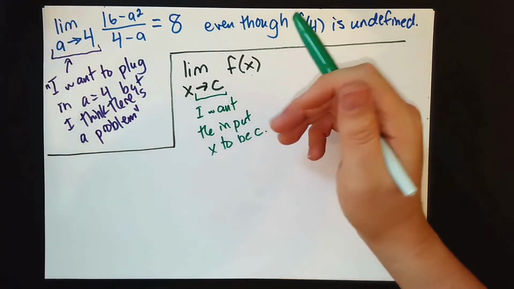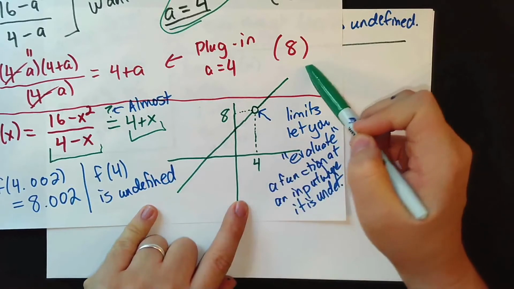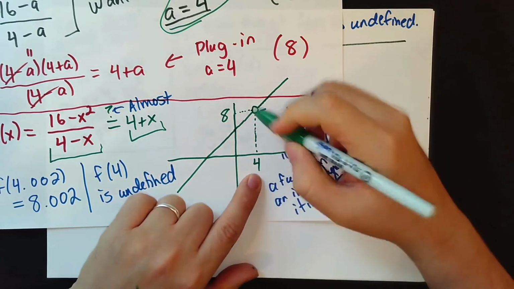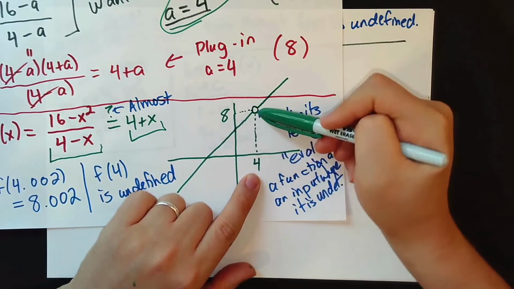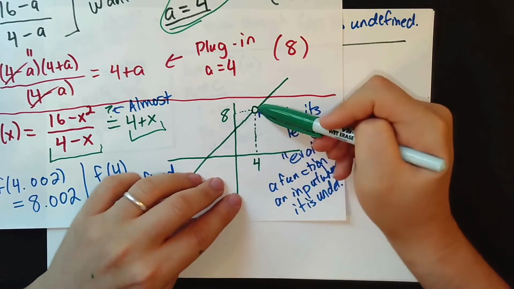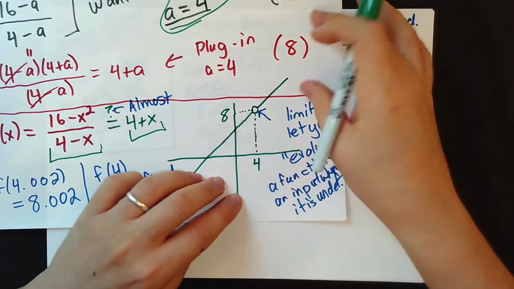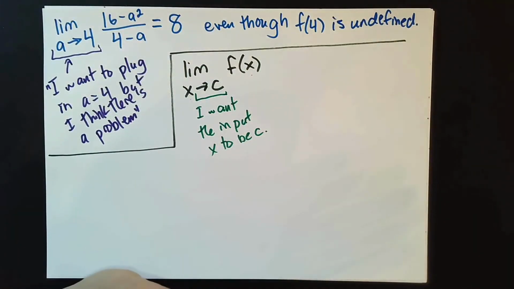For example, back here, when we were looking at this function and we wanted the limit as x went to 4, that would be our c, then the output was undefined. But nonetheless, this 8 was sort of baked into this. And how did we really get to this 8? We looked at inputs near 4. So that's the key. That's the secret to how we're going to define limits.